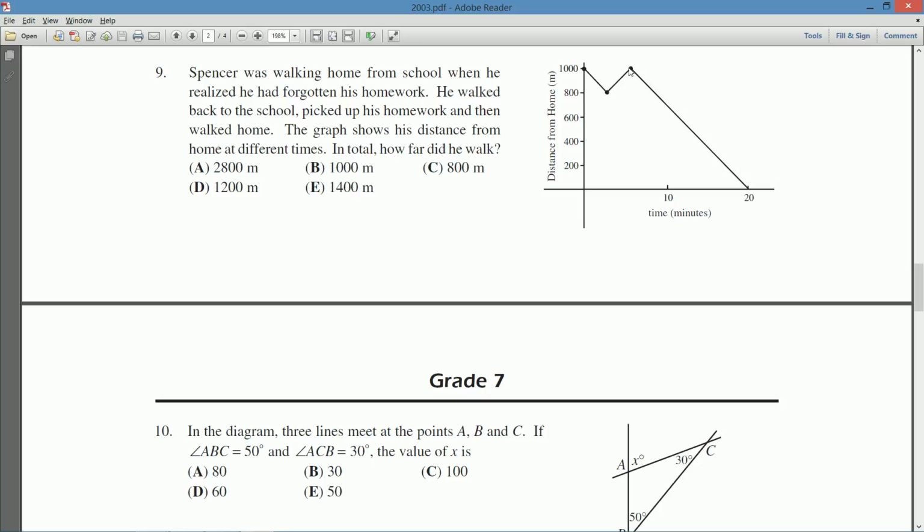He walks back that same amount, 200 meters. And then from there, he's got his homework. He just walks the full distance home. Looks like it's the full 1,000 meters. Okay? So this question really relies on, can we read a graph?